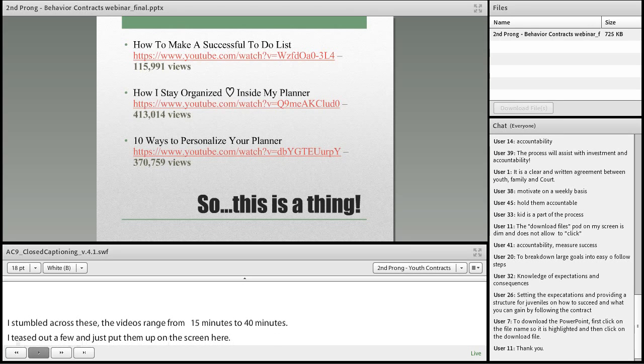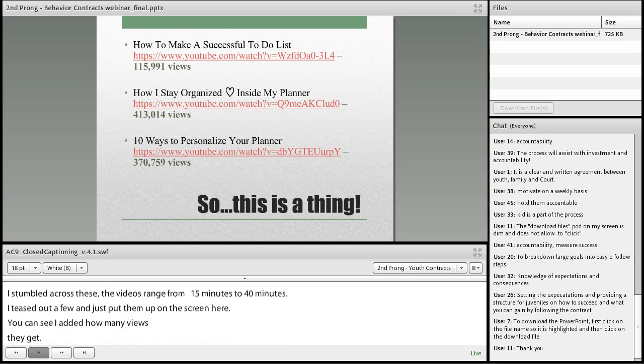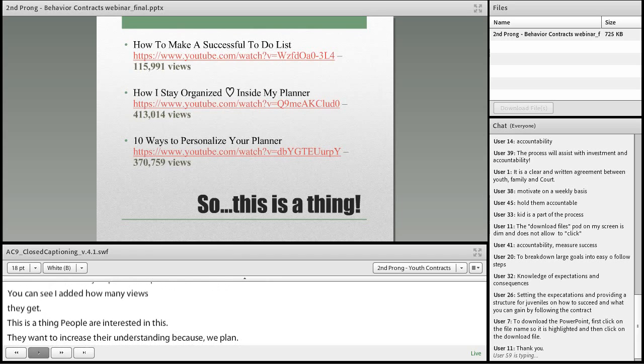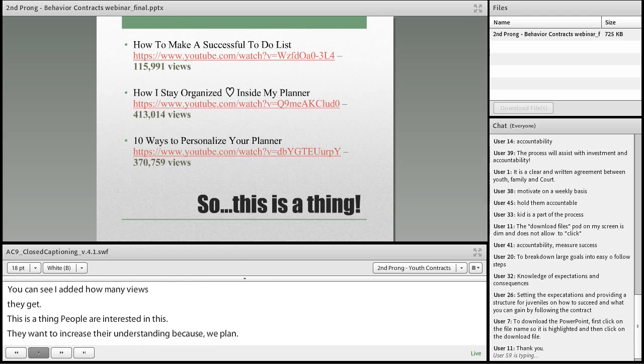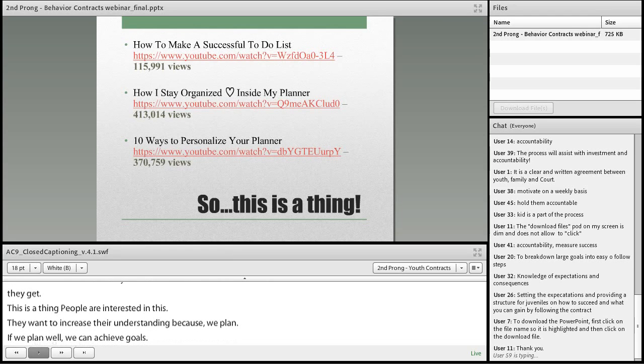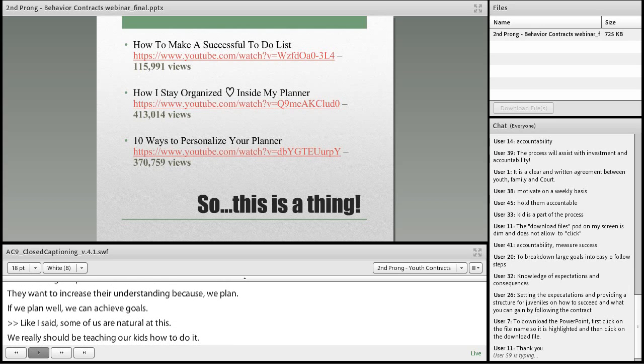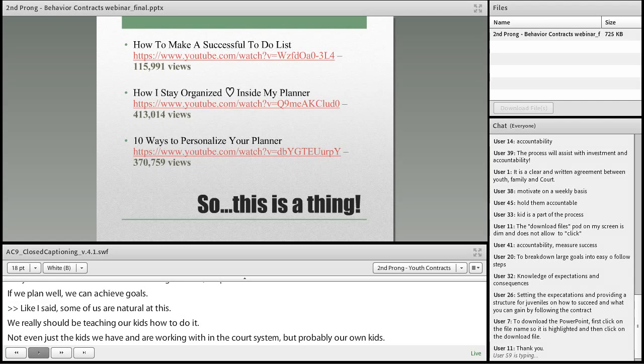They want to increase their understanding because we plan. And if we plan well, we can achieve goals. And like I said, some of us are natural at this, but we really should be teaching our kids how to do it. Not even just the kids that we are working with in the court system, but we probably are teaching our own kids to do this. I just want to share one of them with you, so you can have fun viewing it, because I found them so interesting.